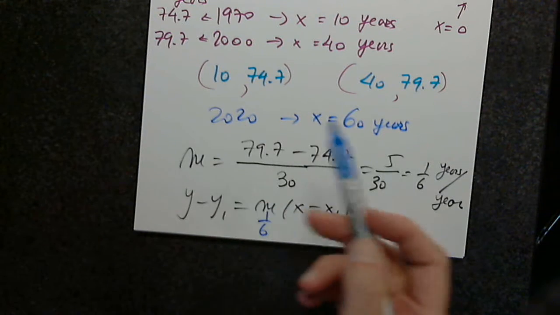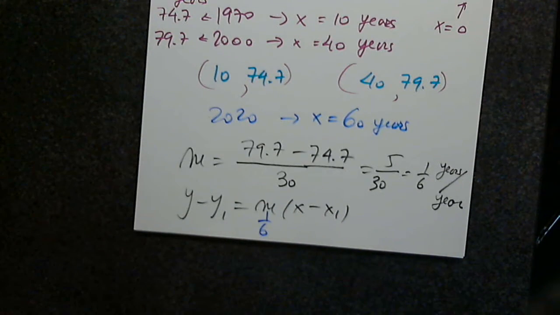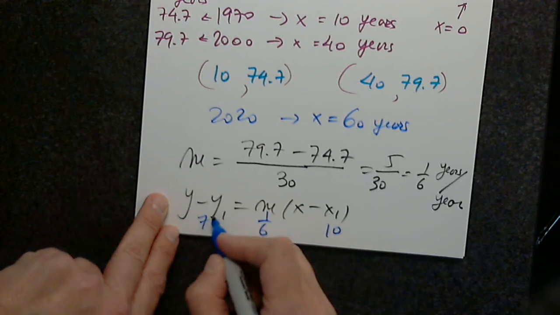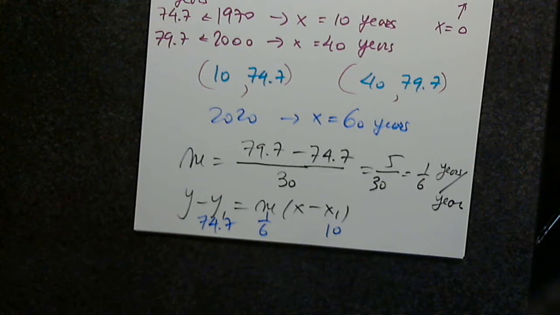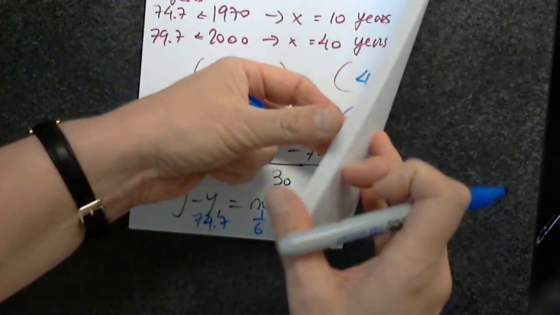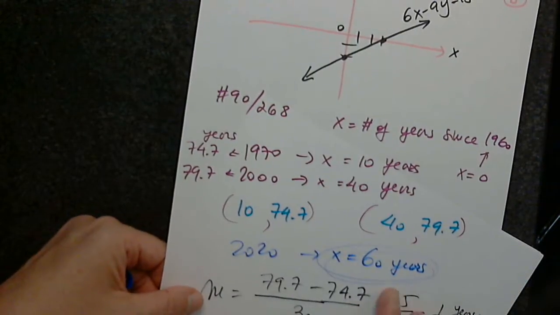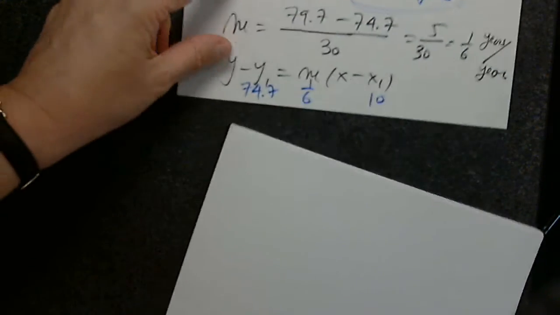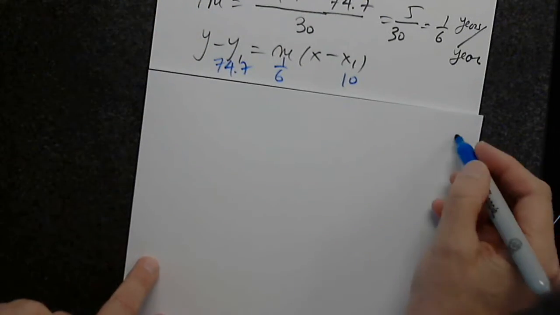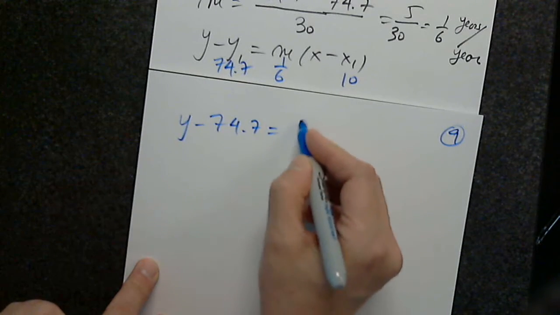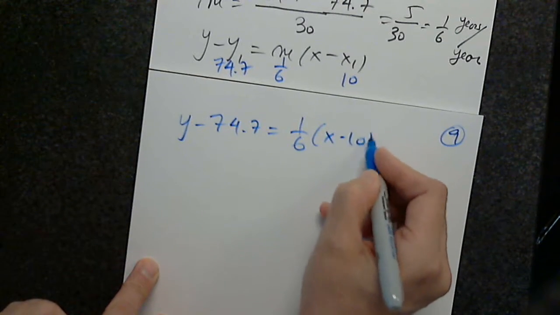Which ordered pair would you like to use? The first or the second? If you say the first, then you write 10 here and 74.7 here. And now we put everything together and simplify, solve for y, and then determine what happens if the model still holds, hopefully, or it's increased or better. So y minus 74.7 equals 1/6 times x minus 10.